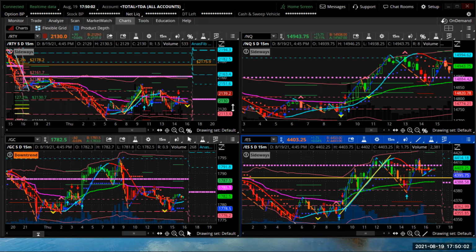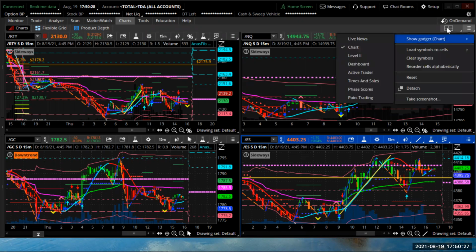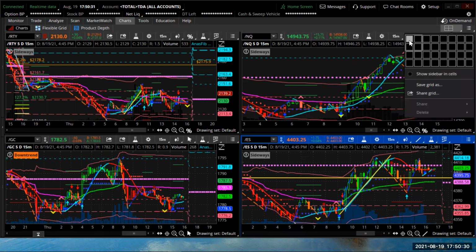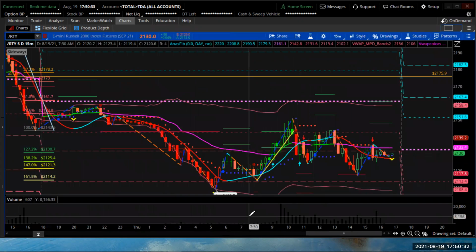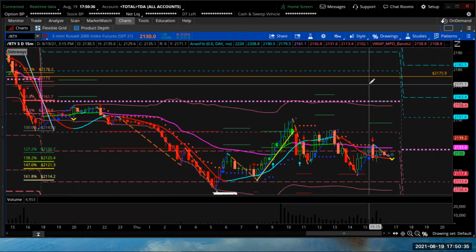The thing about this is that besides support and resistance, I need you to draw your trend line. So what trend line means is that from earlier on. Let's look at that because I think that's important. So let's start with RTY first. And we're going to look at RTY for this.